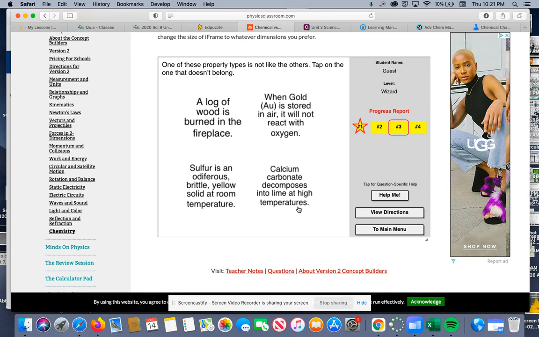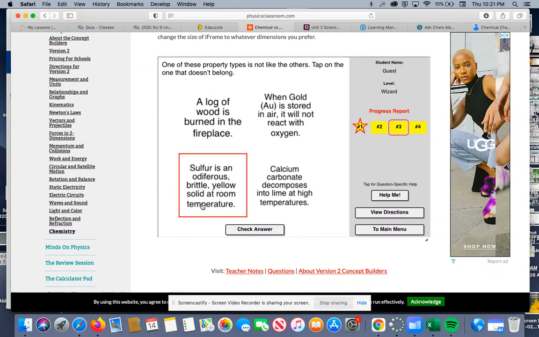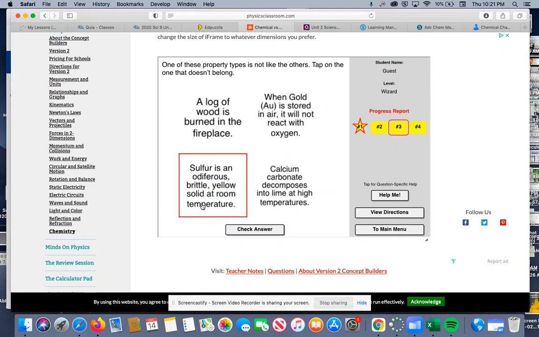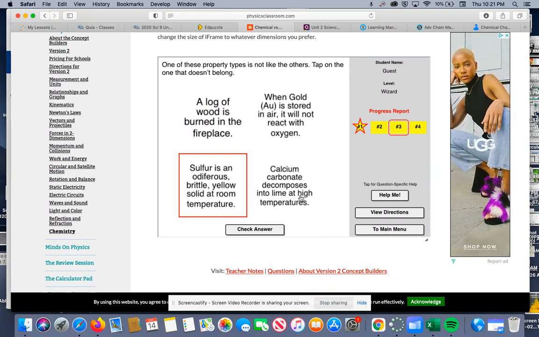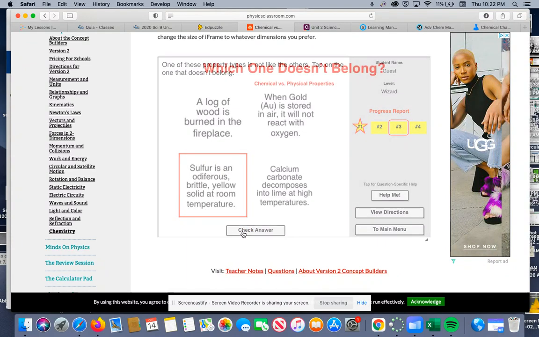Okay, which one do you think it is? All right. A log of wood burns. As soon as you say burn, you know it's chemical. That's a chemical property. Gold is stored in air. It will not react with oxygen. That is still a chemical property about gold, that it won't react. That's a good chemical property of gold. That's why we use it for jewelry. Calcium carbonate decomposes into lime at high temperatures, decomposes into a new substance. That's definitely a chemical property. The fact that sulfur stinks and is a bright yellow solid at room temp, that's a physical property about the sulfur.